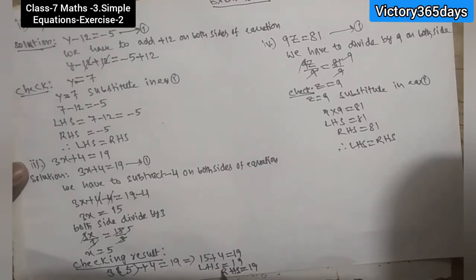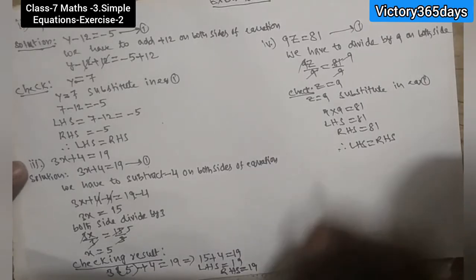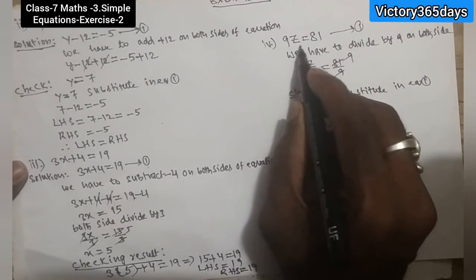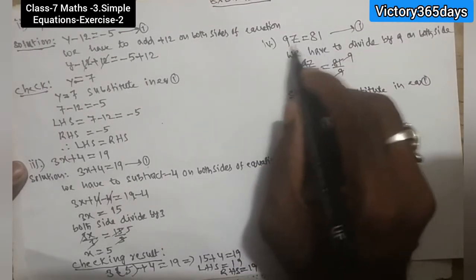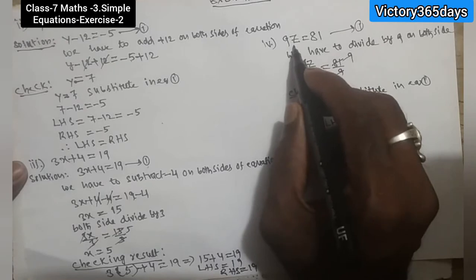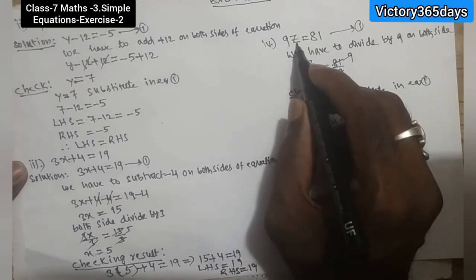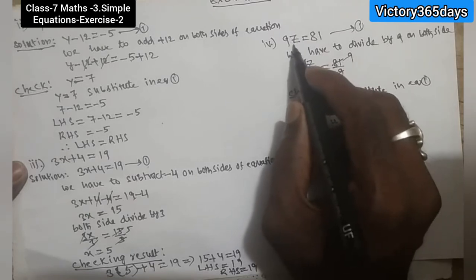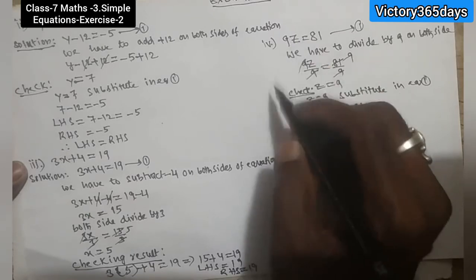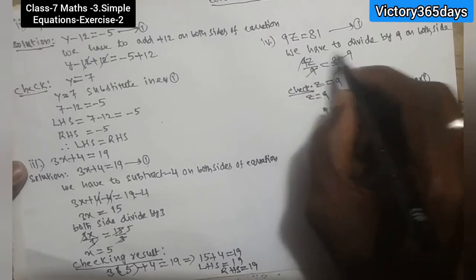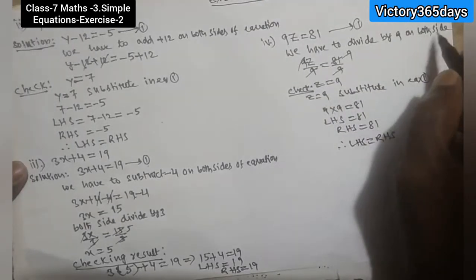So here left hand side and right hand side both are also equal. Same process, this problem also we can do: 9z equal to 81. But here 9z equal to 81, which number should we put in this place to get the z value? Here we have to divide by 9 on both sides, then we get the z value.